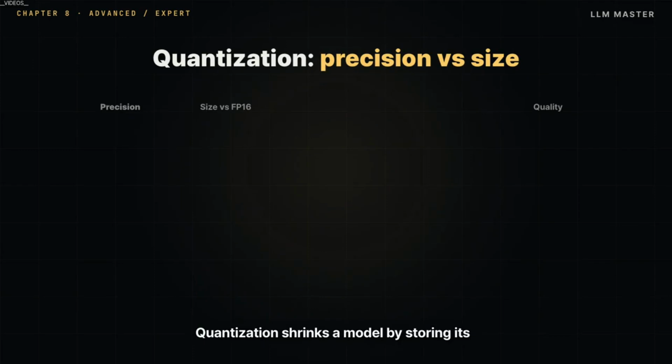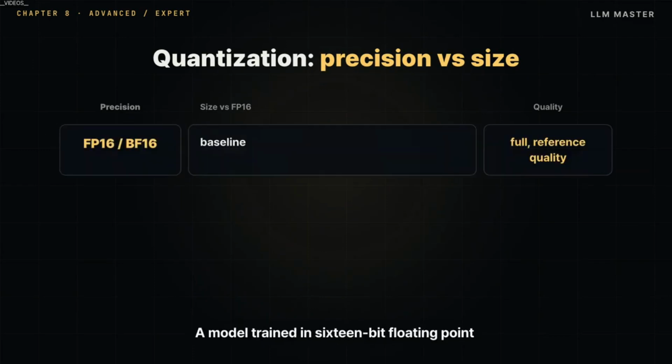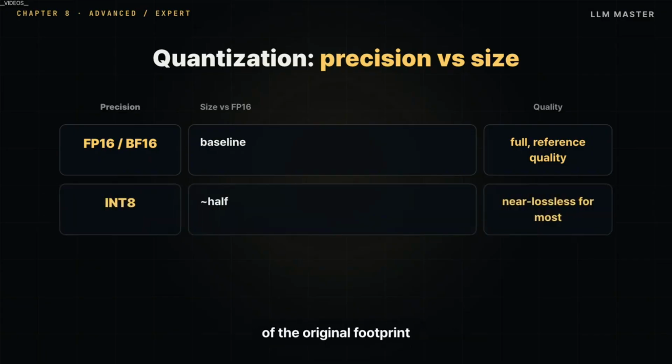Quantization shrinks a model by storing its weights in fewer bits. A model trained in 16-bit floating point can often run in 8-bit integers with quality you'd struggle to tell apart, and at roughly half the memory. Push to 4-bit and you're at about a quarter of the original footprint, which is what lets a model that needed a data center GPU suddenly fit on a single consumer card.